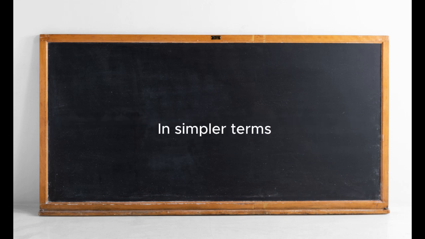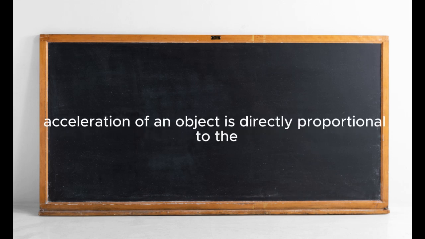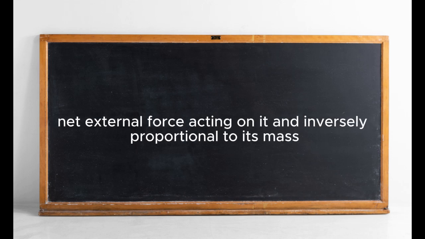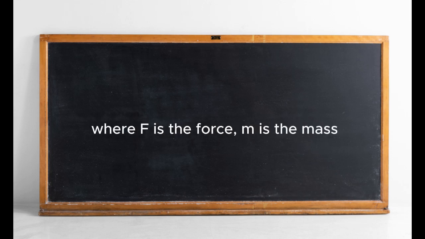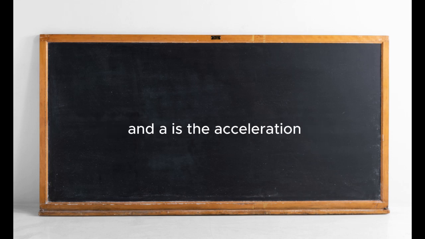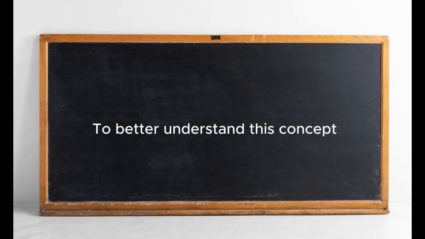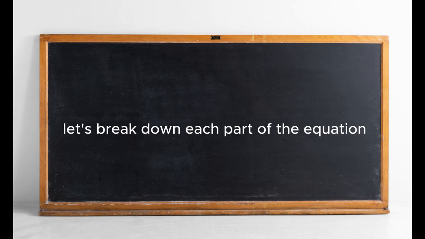In simpler terms, Newton's second law of motion states that the acceleration of an object is directly proportional to the net external force acting on it and inversely proportional to its mass. Mathematically, this is represented as F equals ma, where F is the force, m is the mass, and a is the acceleration. To better understand this concept, let's break down each part of the equation.